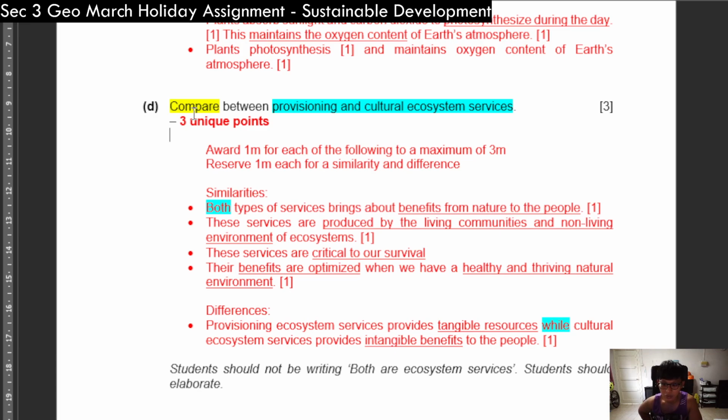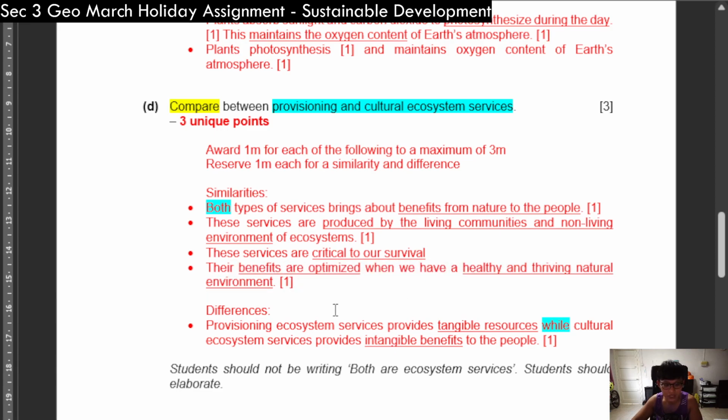Second similarity would be that the services are provided by living communities and non-living environment of the ecosystem as well. The services are critical to our survival. They are basically very important for us to live in a very good environment. In some cases, to some extent, it provides food and water, enabling us to survive. Then the final similarity is that their benefits are optimized when we have a healthy and thriving natural environment.